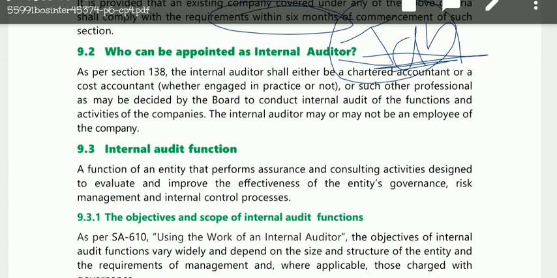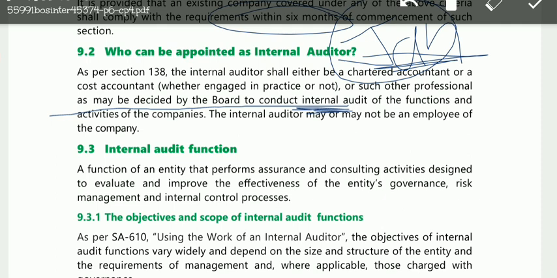Or such other professional as may be decided by the board to conduct internal audit. Please make sure that this is only internal audit and not company audit. So for internal audit, who can be appointed as an internal auditor? A chartered accountant, cost accountant, whether in practice or not, or any other professional decided by the board. A case study can come that to conduct the company audit, the board appointed some professionals. Are they eligible? They are eligible, because the board has the right to appoint them.